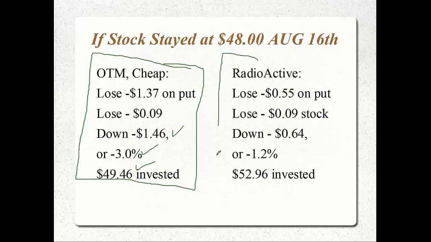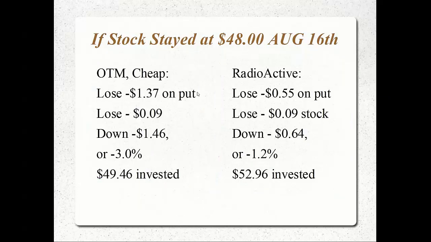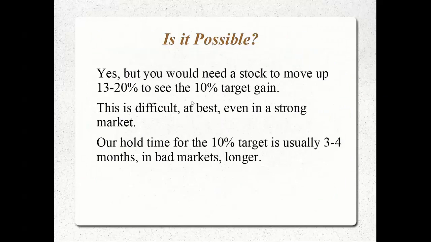On the other side, of course, using the Black-Scholes pricing model, we're using that January 50 put. The stock stays right at $48, we only lose 55 cents. Why? Because of the time decay curve. Less than half of what we're losing with that cheaper out-of-the-money put. Lose 9 cents on the stock, we're down 64 cents, or only 1.2% on 52.96 invested. I wanted to illustrate that just because it's not cheaper. The idea of cheap insurance only works if you're right.